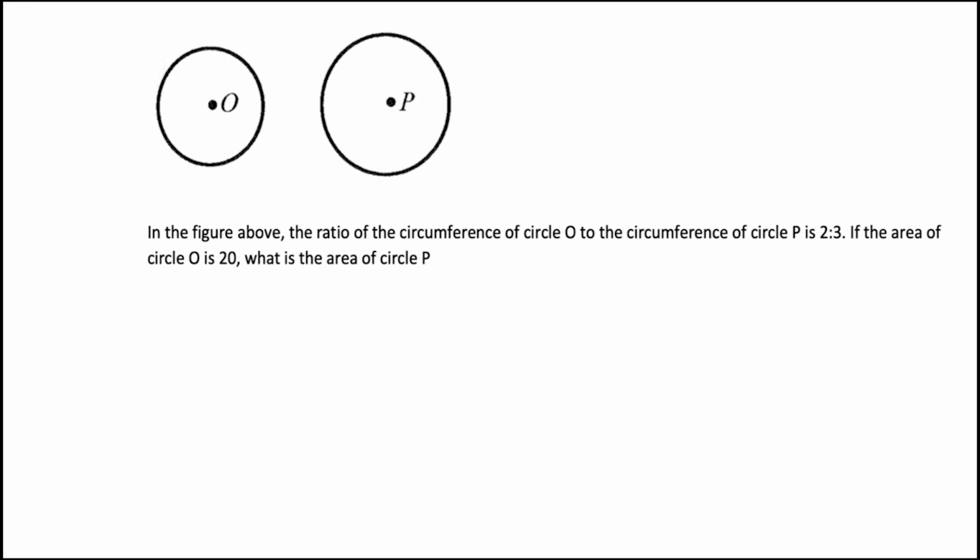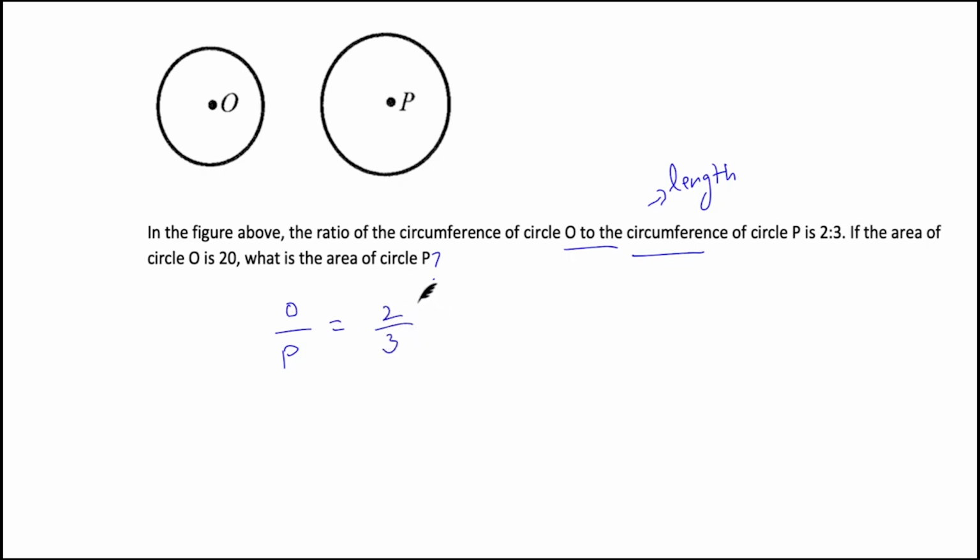In the figure above, the ratio of the circumference of the circle O to the circumference of circle P is 2:3. Now circumference is basically length. So we have the corresponding lengths. If the area of circle O is 20, what is the area of circle P? So we have the ratio of the circumference of circle O to P is O ratio P. This is the ratio of their lengths.